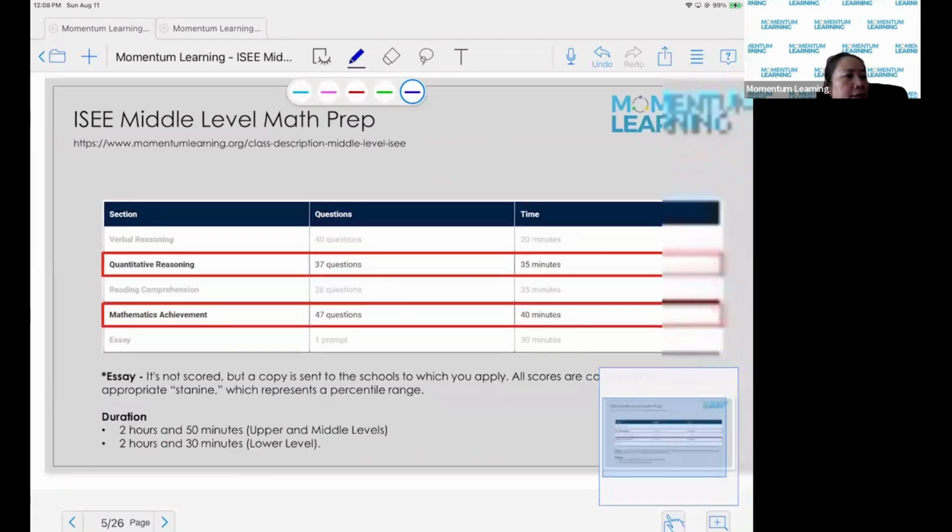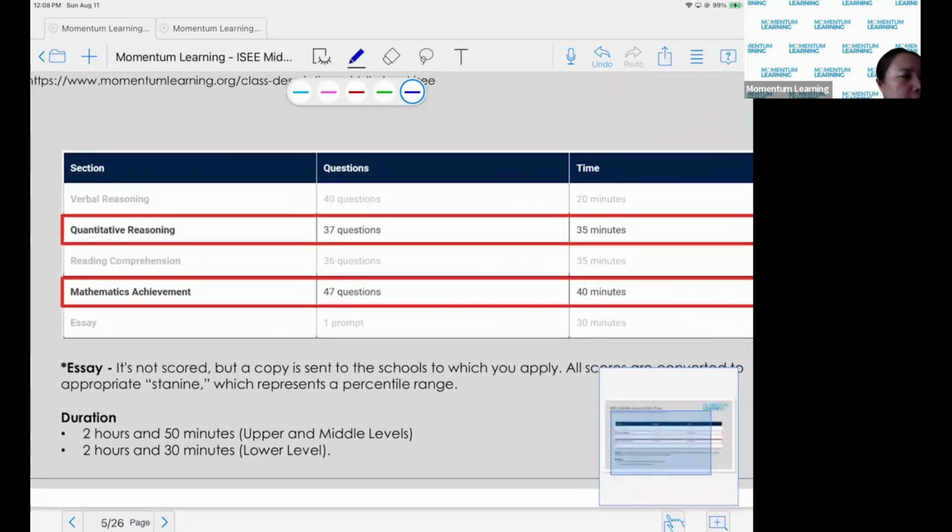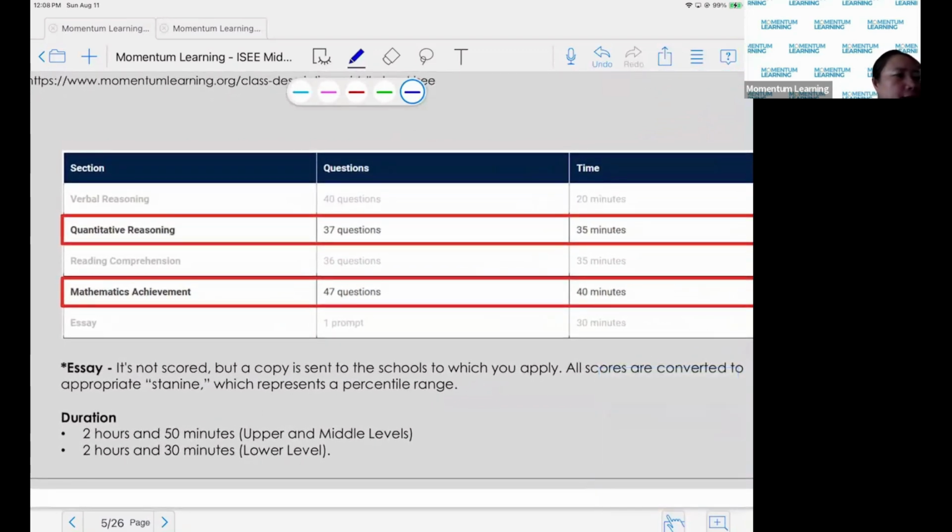Let's look at the number of questions and the time you will be given. For the math part, there are 2 sections. One is quantitative reasoning: you have 37 questions and 35 minutes. For mathematical achievement, you have 47 questions and 40 minutes.